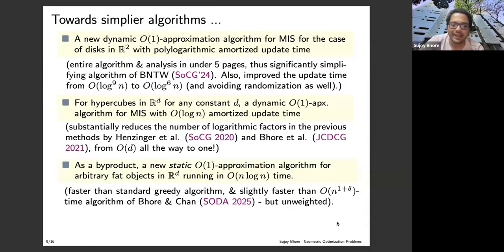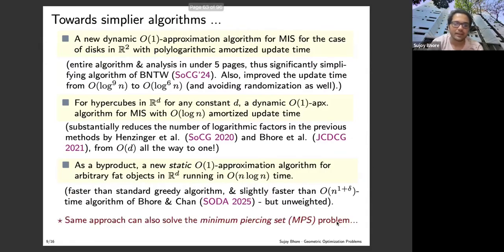This is slightly faster than the previous things that I have described, although I didn't talk about the arbitrary fat objects. But in all fairness, that work could handle the weighted setting and so on, but this is really the unweighted setup. And pretty much everything that I describe here, the same approaches work also for the piercing set as well.